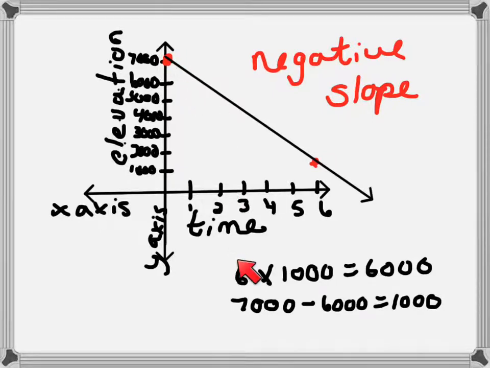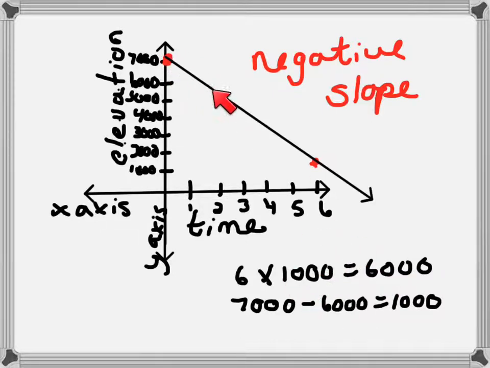And then since I know that it's losing 1,000 feet, and I had only numbered to 6 on my time axis, I went ahead and did 6 times 1,000, and that's 6,000 feet. So that means that from 7,000, it's going to go down 6,000 feet. And if you take 6,000 away from 7,000, you get 1,000, which means that at 6 minutes, it's 1,000 feet. At 7 minutes, it will be on the ground. This is negative slope.